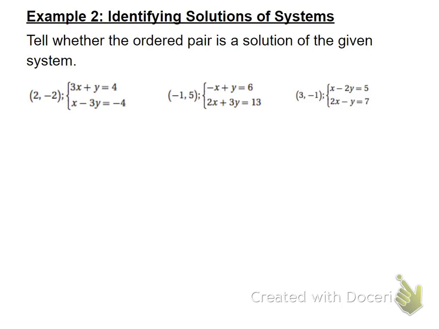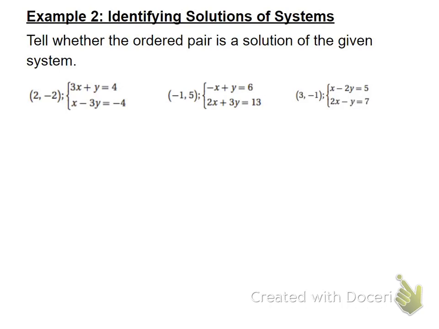Example number 2. Okay. So now we're given the ordered pair. But we have to determine if this ordered pair is a solution of the given system. So we have the given system. We have the ordered pair. I need to figure out if they work or not. How do you guys think that I'm going to determine if these work or not?